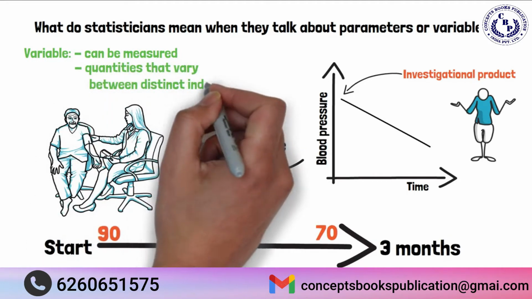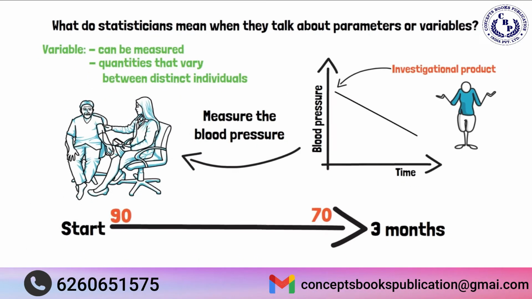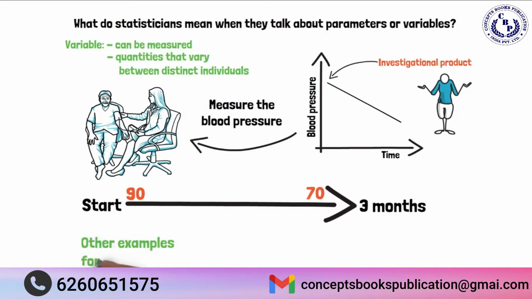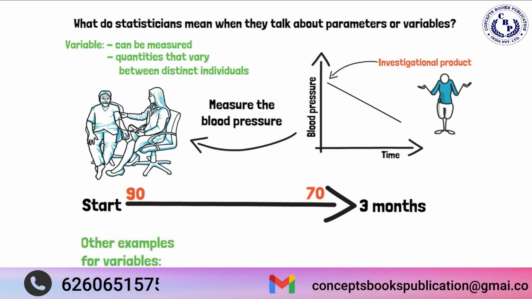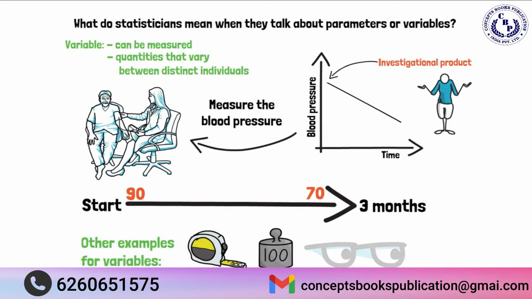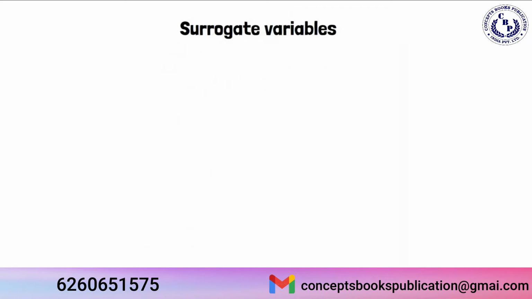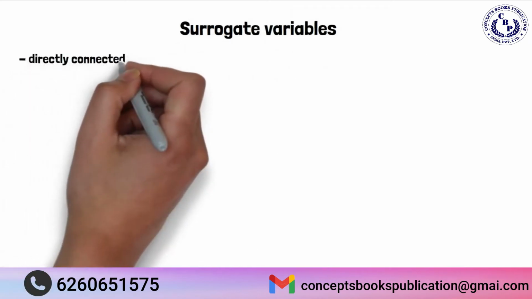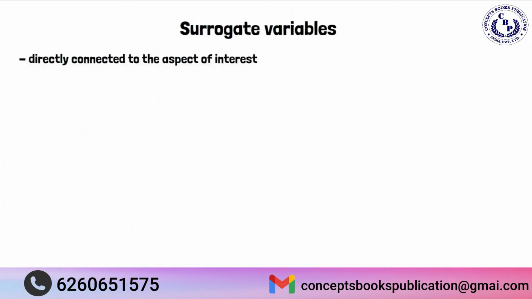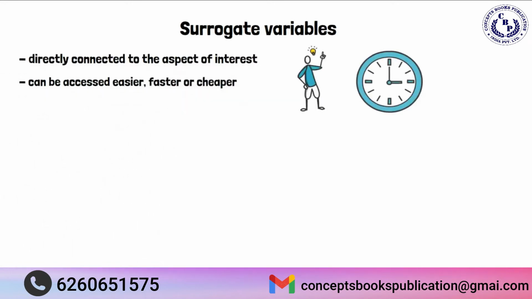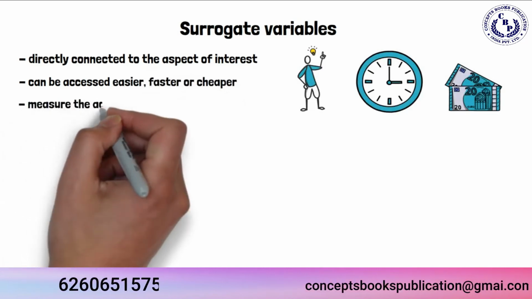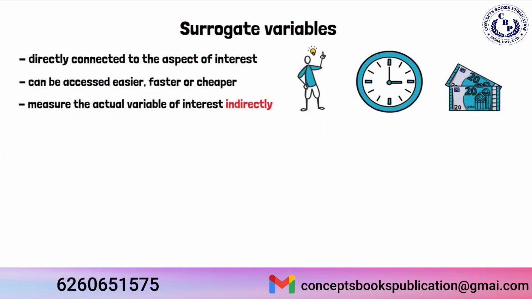So variables in general are quantities which vary between distinct individuals, in this case patients. Other examples for variables are, for example, the size, weight, or vision of a person. Sometimes it is not possible or too costly to obtain the variable of interest directly. This is when so-called surrogate variables come into play. These are variables that are directly connected to the aspect of interest but can be accessed easier, faster, or cheaper. Therefore, they are used to measure the actual variable of interest indirectly.